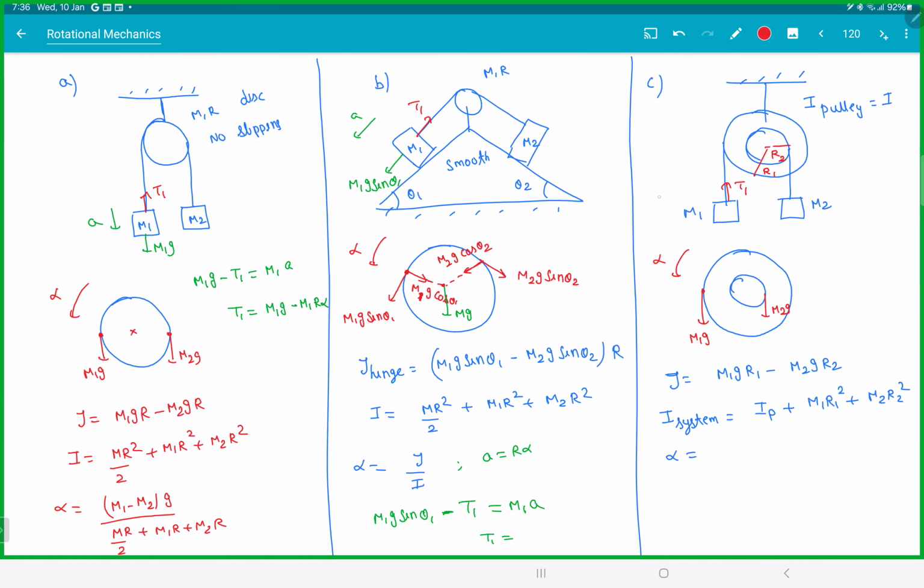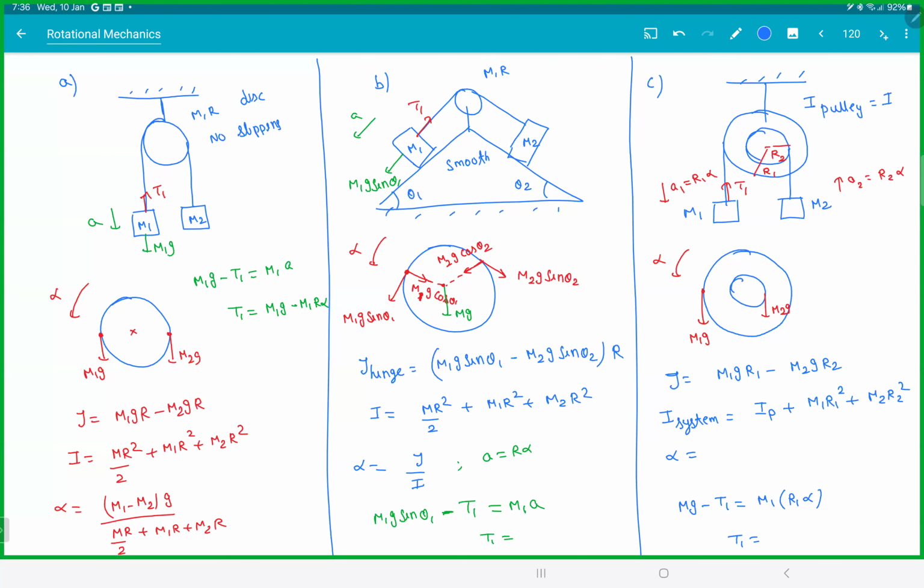Interestingly, if you see the accelerations, if this is A1 and this is A2, A2 will be R2 alpha, A1 will be R1 alpha. Accelerations are not same. And M1g minus T1 is M1 into R1 alpha. From there you get T1 also. Check.